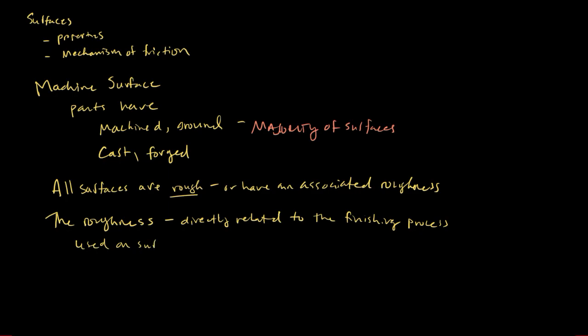Often you'll get machine parts that are then thrown into a deburring machine or tumbling machine for hours with different media, or they're ground with different types of grinding. They all produce surface roughness.